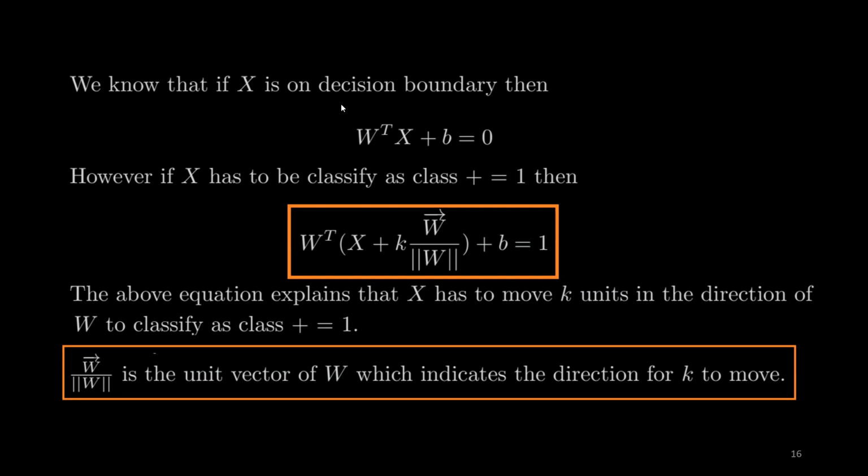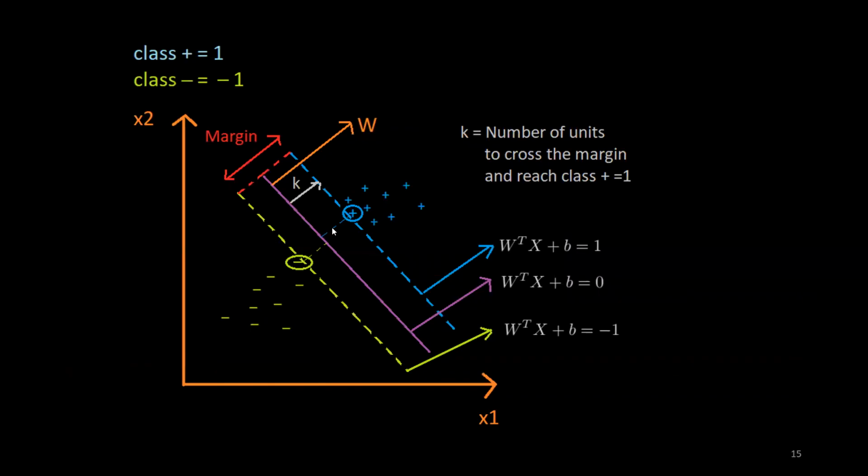If these points are on the boundary, then its value is 0. And if these points want to be classified as class 1, they have to travel k units in this direction. So two things are important: they have to travel k units, but in what direction? Because in the decision boundary, we have two directions, one toward the positive class and one toward the negative class. Since they want to be classified as the positive class, they have to travel k units in the direction of w.